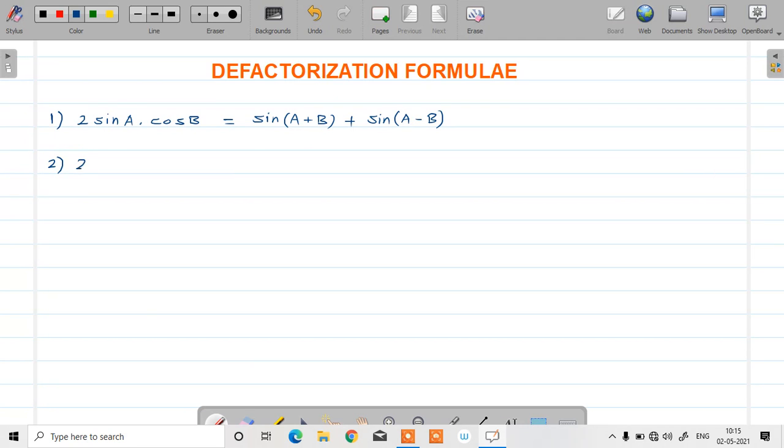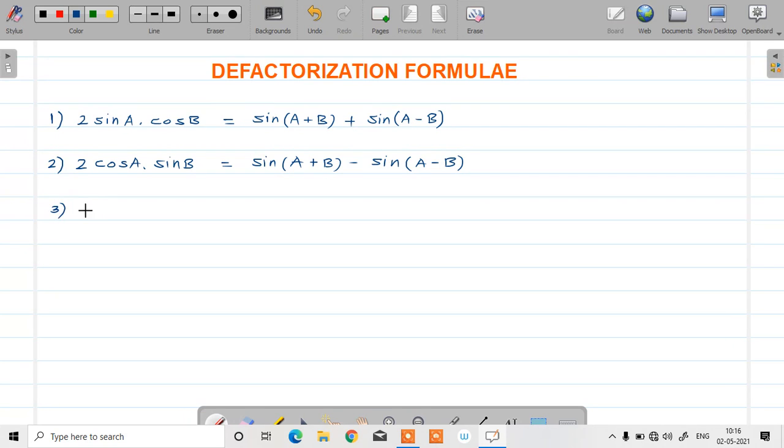Now the second combination will be 2 times cos A into sin B. This can be obtained by taking the difference between sin(A plus B) and sin(A minus B). This is also used in the factorization formula. So 2 times cos A into sin B is equal to sin(A plus B) minus sin(A minus B). Just apply the compound angle formula, then you will get this.